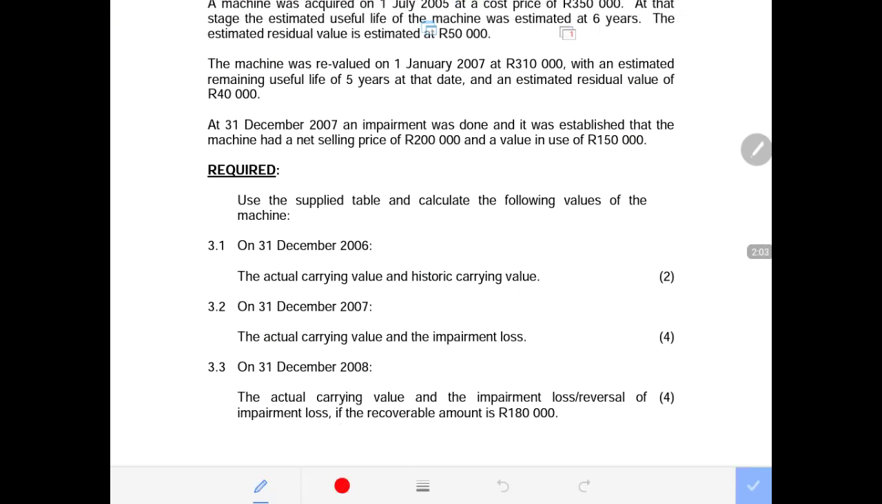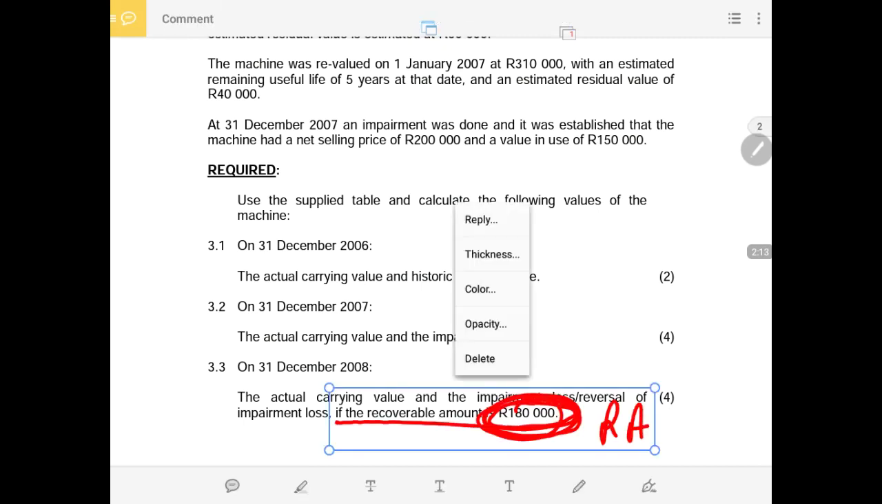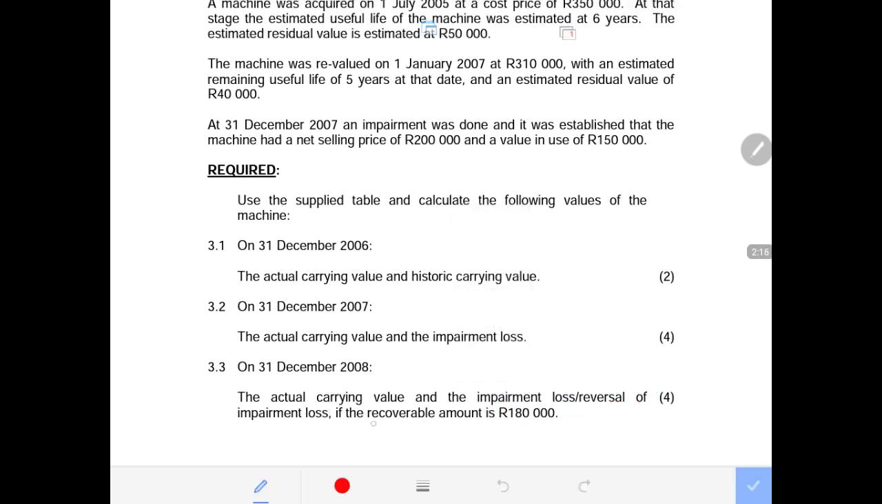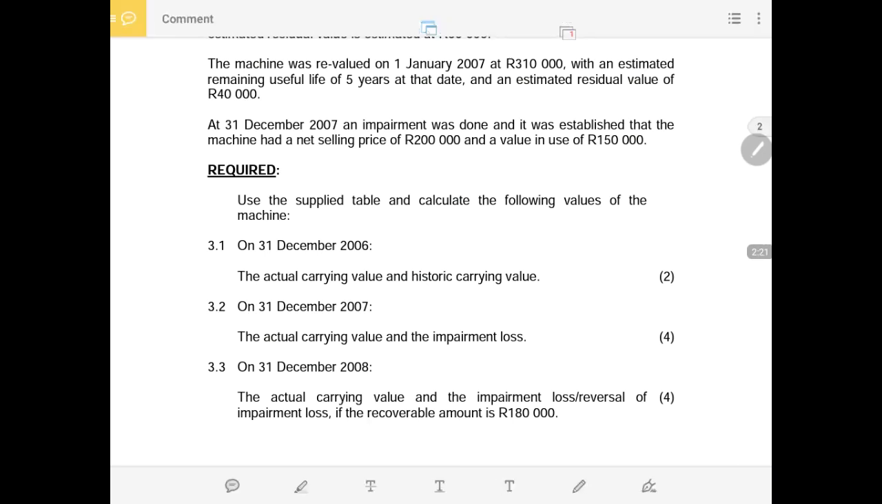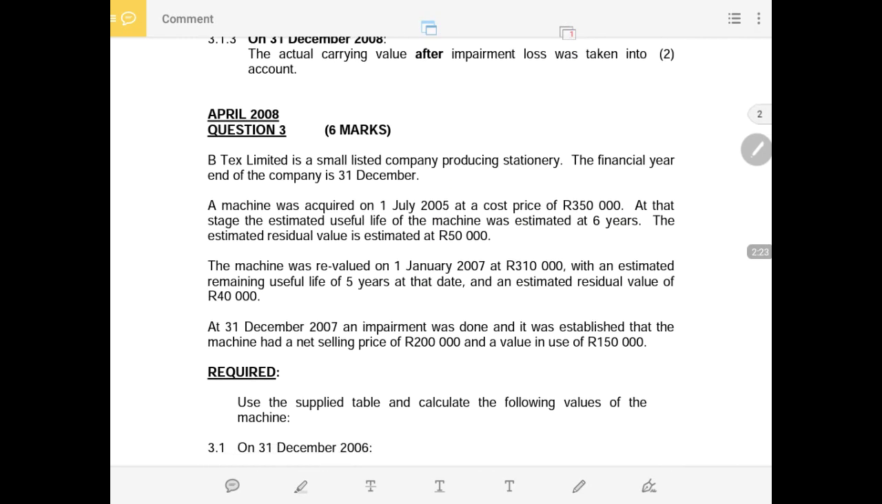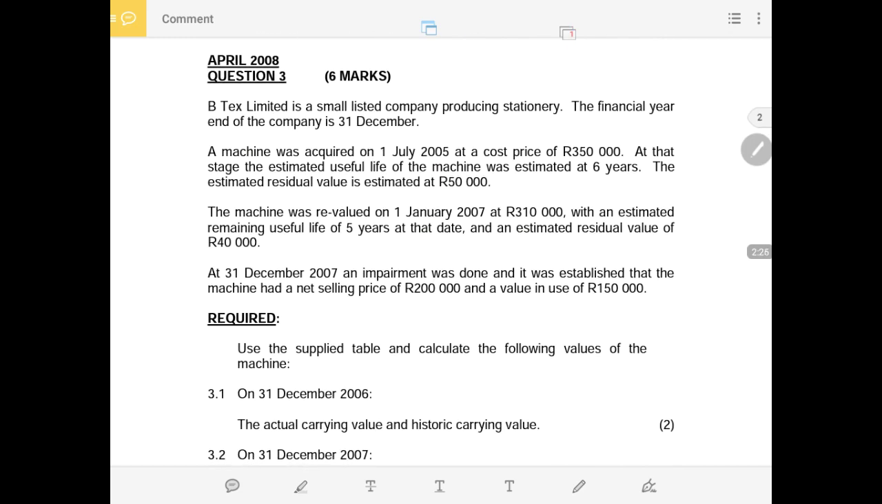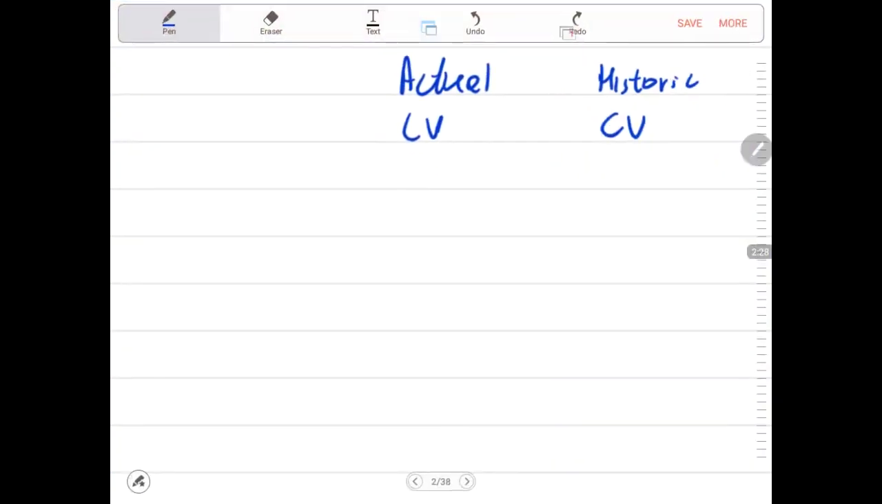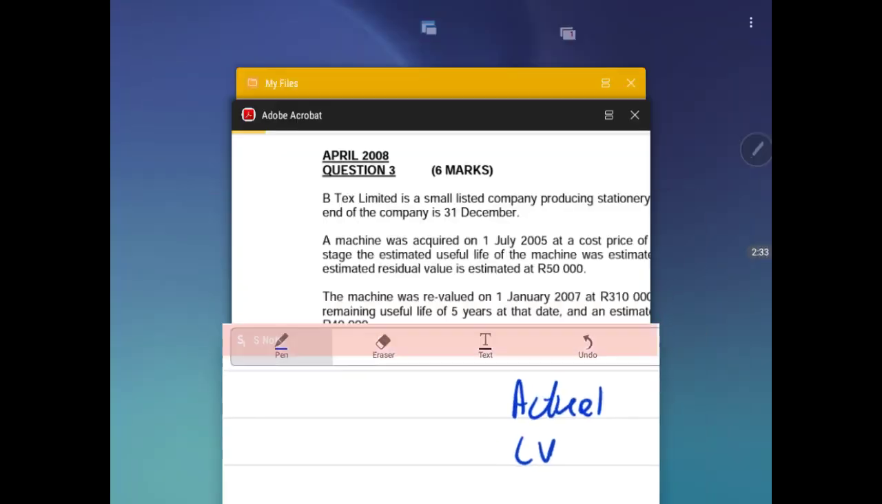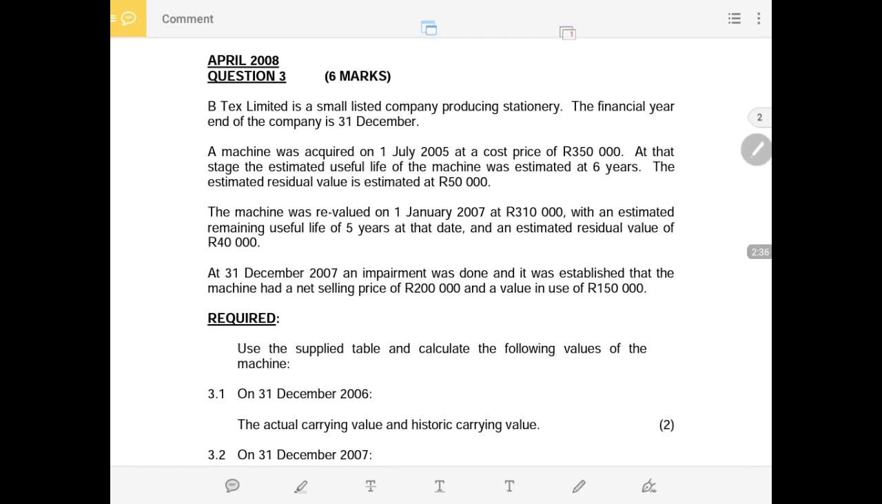And they say if the recoverable amount for the year 2008 is 180,000 rands. So take note of this. Our RA is 180,000 rands, which is a recoverable amount. That is where the RA comes from, recoverable amount. Now let us continue with this question, knowing that we are always provided with the table of actual carrying value and historic carrying value. But it will be more presentable when you're writing the exam than mine that I've written there.